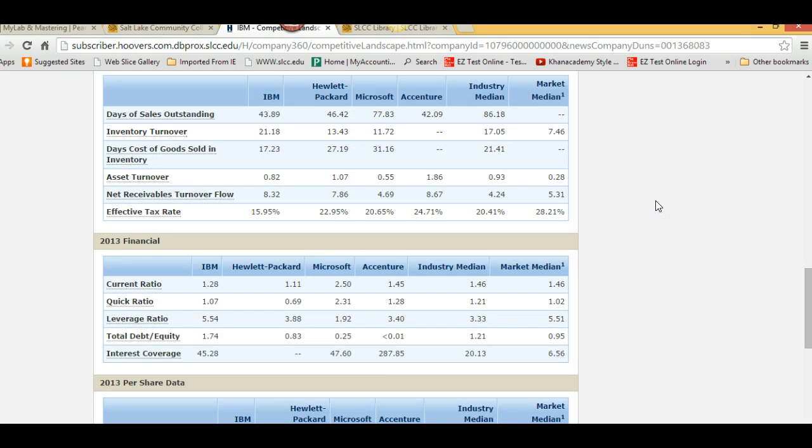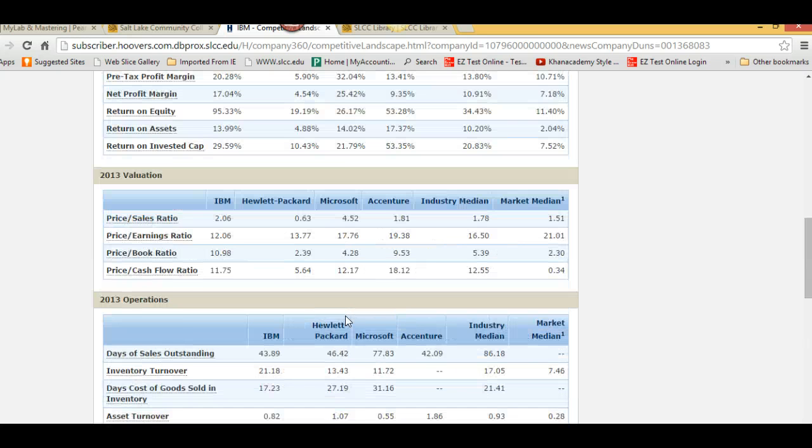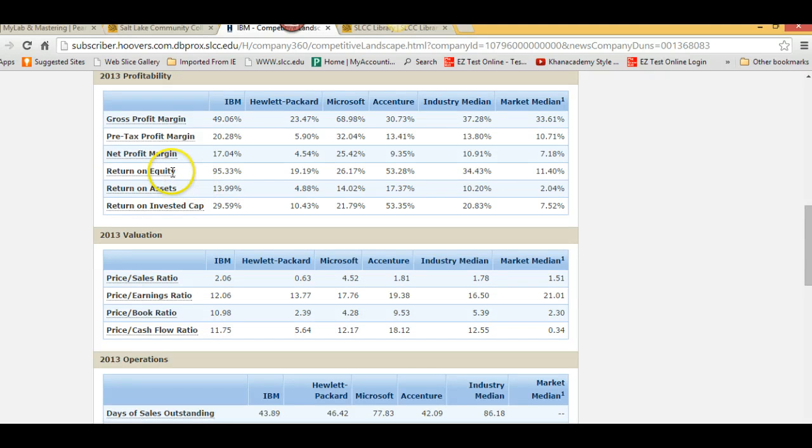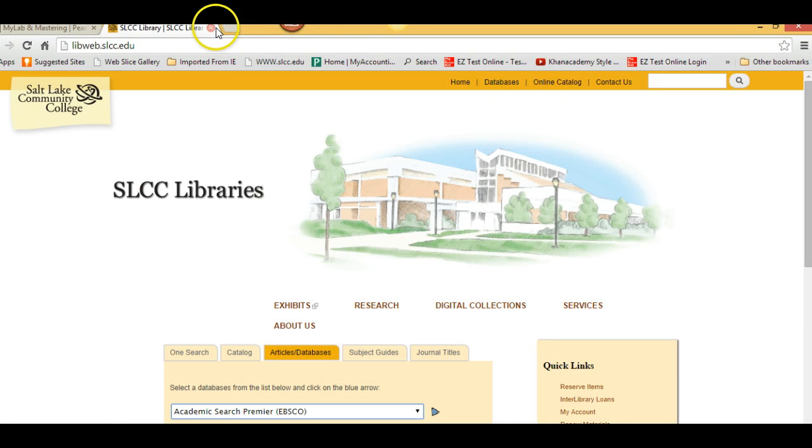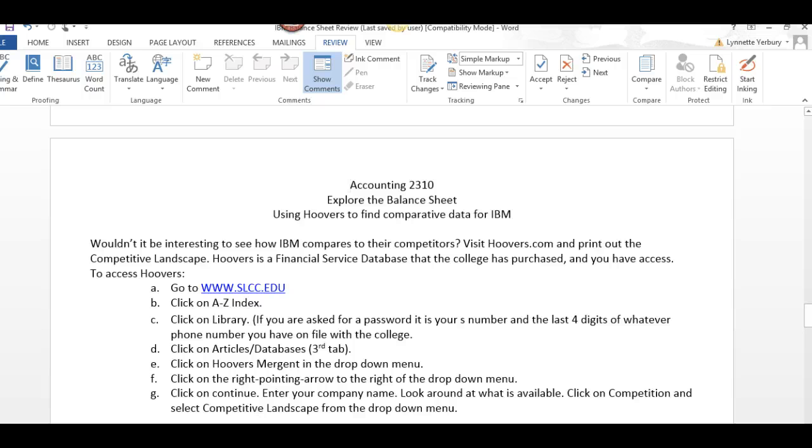Here's the financial information for IBM, for Hewlett-Packard, for Microsoft, for Accenture. The industry that IBM works in is medians, and the market as a whole. I'm interested for no particular reason in comparing IBM to Microsoft, so I'm going to grab this information and bring it back to our analysis. And there's one more that the author did, which in this chapter, just a little bit, return on equity. So I'm going to grab that information and bring it back to our report as well. So that's how you get into Hoovers, and I'll send you those instructions. Let's close these out and go into our instructions.